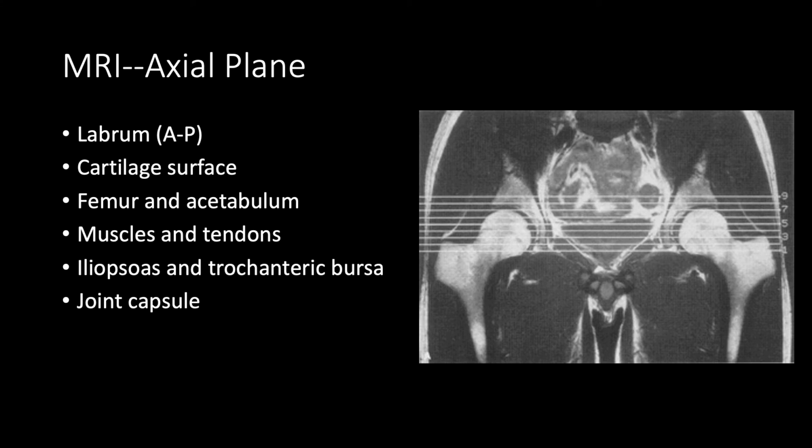So if we look at the axial plane here, we're primarily going to be ordering an MRI to look at labrum, possibly cartilage surfaces, muscle and tendon injuries, bursa, to give us a little idea of the joint capsule and the femur and acetabulum.